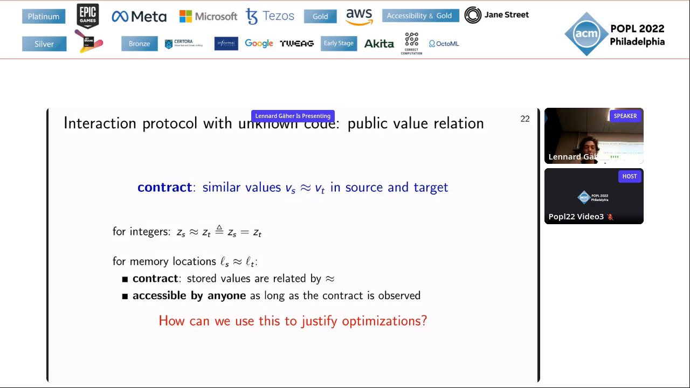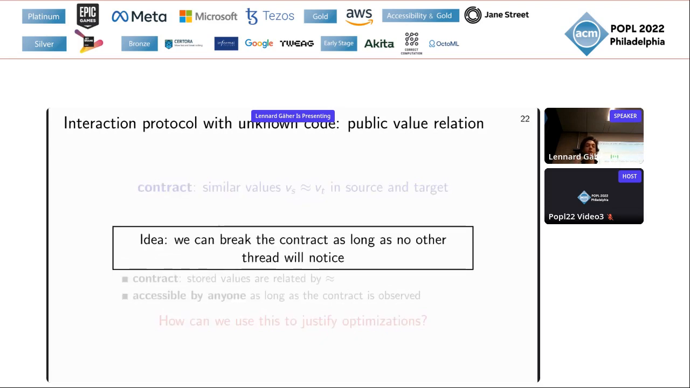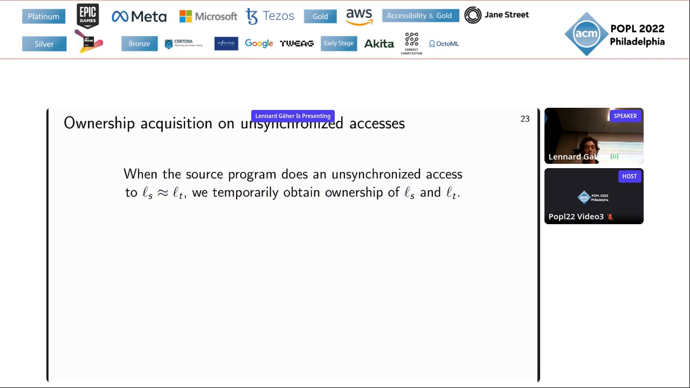Well, despite this contract, we should be able to temporarily break the contract and obtain ownership as long as we can ensure that no other thread will notice us doing so. And the idea for that, as I already mentioned, is that we can justify that this is the case whenever conflicting accesses would be data races. So we can obtain ownership on unsynchronized accesses since no other thread is allowed to observe this.